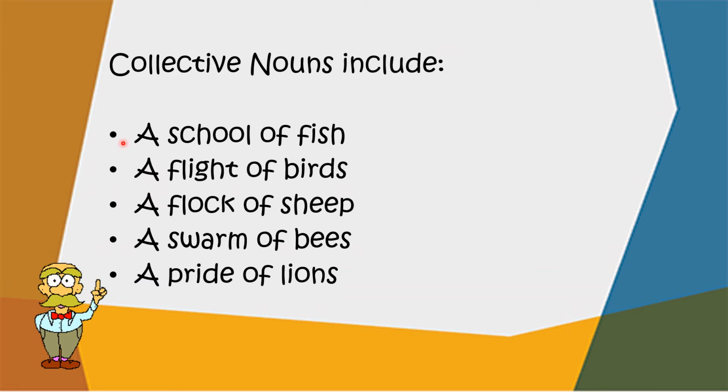Okay? So, a school of fish, plural form would be schools of fish. A flight of birds becomes flights of birds. Flocks of sheep, swarms of bees, and prides of lions. Okay? So you might be wondering why we're not adding S in sheep. It's because sheep can be singular or plural. You don't change the spelling at all.